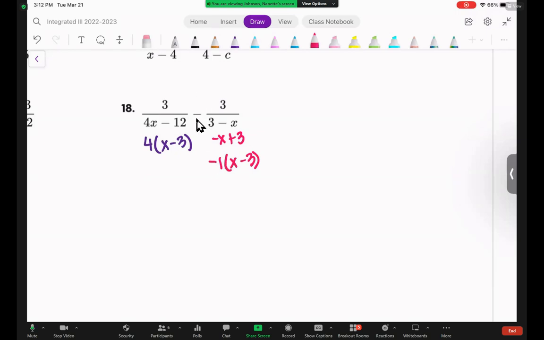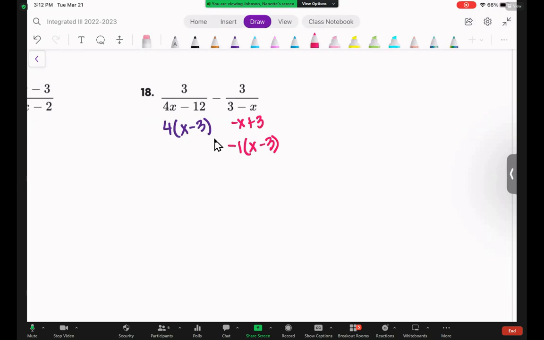And because this is a minus right here, I can take this minus and make it a plus. Okay, so I'm actually going to do that now. So I'm going to copy this. I get 3 over 4 parentheses x minus 3. I'm going to put plus, and then I get 3 on the top. So this negative and this negative make a positive. You can follow these little arrows. These two make a positive. Negative times a negative is positive.